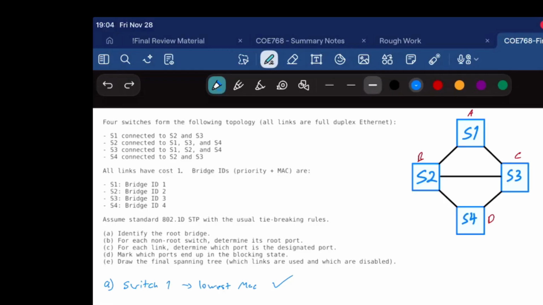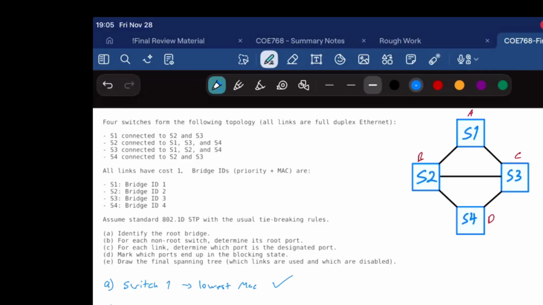So for part B, we're being asked, for each non-root switch, to determine its root port. What this is asking is which port it will use to communicate with the root switch, or which one it will jump to first. So for S2, since S2 only has one port connecting to the root, it will communicate to S1 directly using this port, B and A.